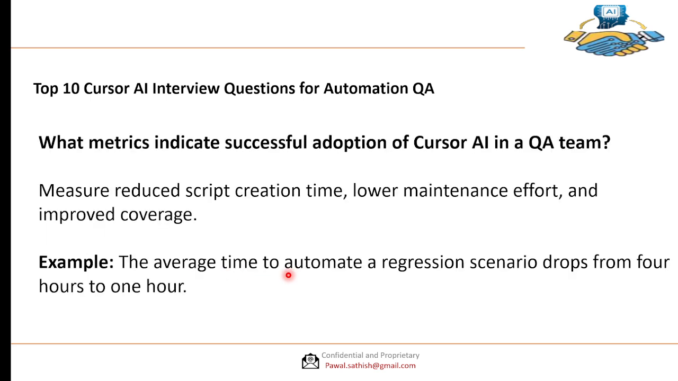Next, what metrics indicate successful adoption of Cursor AI in a QA team? Definitely, this is a very good question. We'll measure reduced script creation time, lower maintenance effort, and improved coverage, and the average time to automate regression scenarios. Earlier, if it was taking 4 hours and now it is taking 1 hour, then definitely the adoption of Cursor AI has increased our productivity.